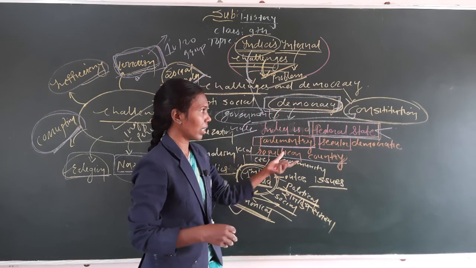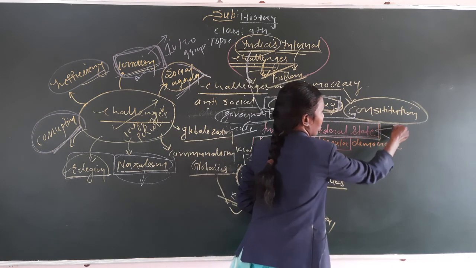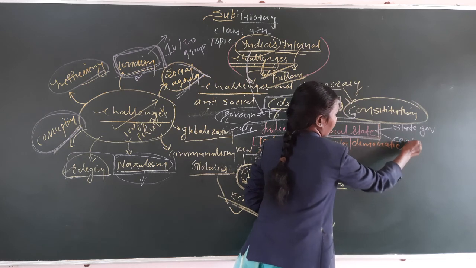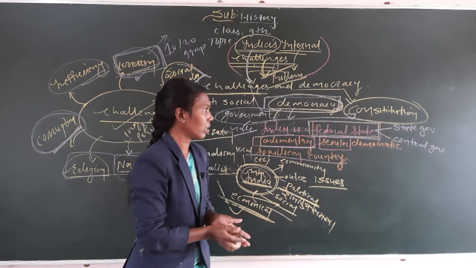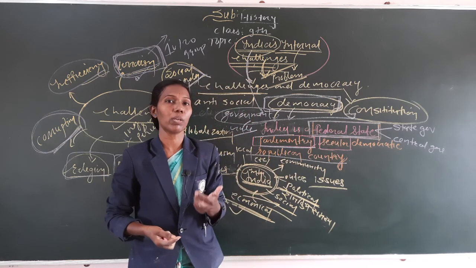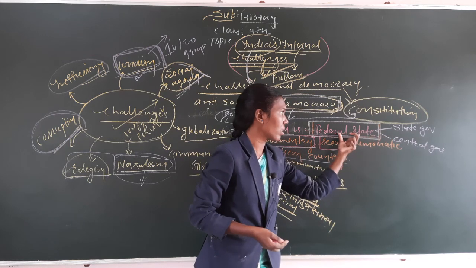दोन पार्टमध्ये म्हणजे काय? एक आहे स्टेट आणि दुसरा आहे सेंट्रल गव्हर्नमेंट. Write down state government and central. That the federal state means the power is divided equally between the state government and the central government. It is known as the federal system.